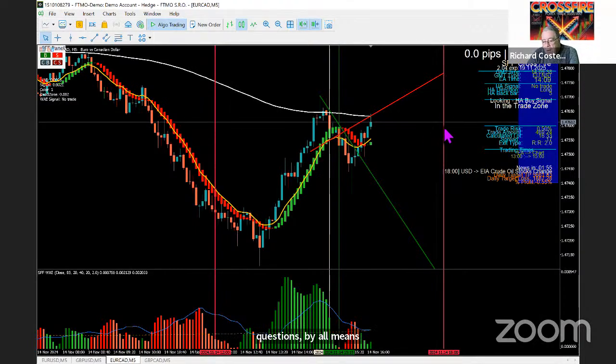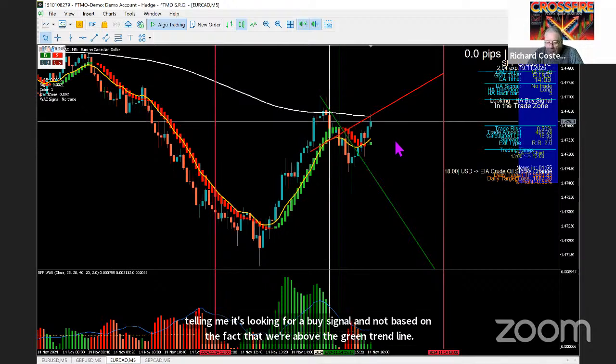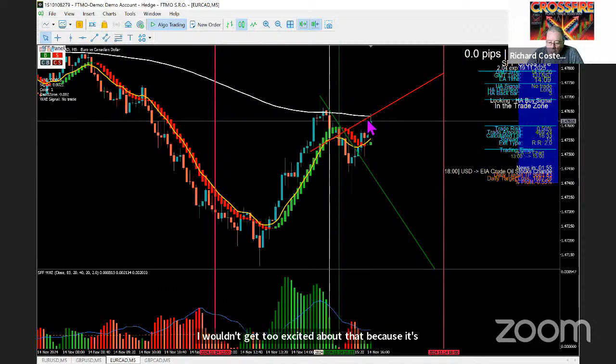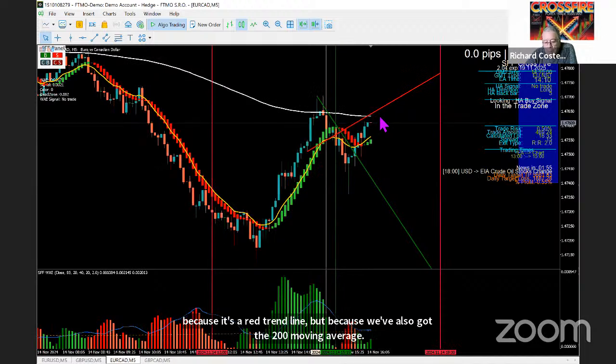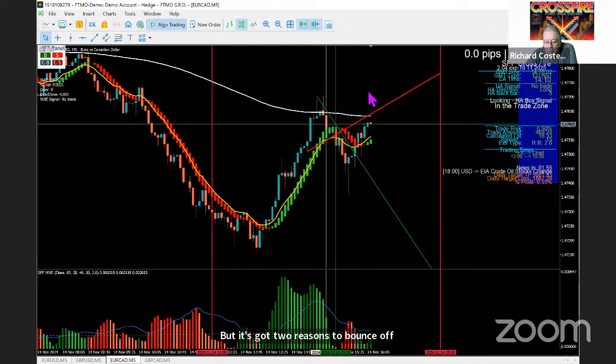it's telling me it's looking for a buy signal, and that's based on the fact that we're above the green trend line. I wouldn't get too excited about that because it's likely to bounce off that red trend line, not only because it's a red trend line, but because we've also got the 200 moving average. It's got two reasons to bounce off. It might break straight through and carry on going upwards, but it's going to find resistance at that point.